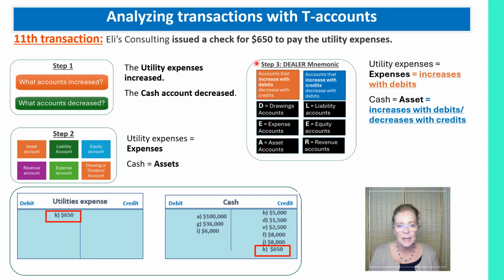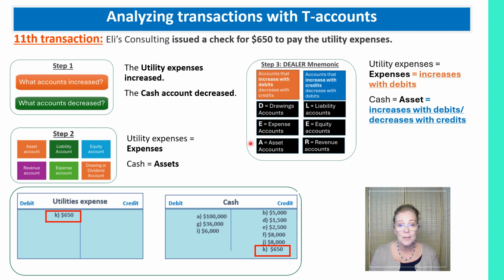So now in step 3, let's use the dealer mnemonic. We'll find expenses. The graph tells us that expenses are on the left side and that expenses increase with debits. The business's expenses increase, so that means we need to debit utility expenses. What about the second part? Remember that every transaction has 2 parts and at least 1 debit and 1 credit. The second part is the decrease in cash. Cash is an asset.